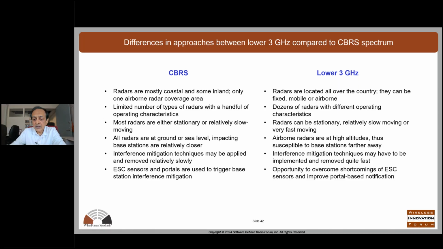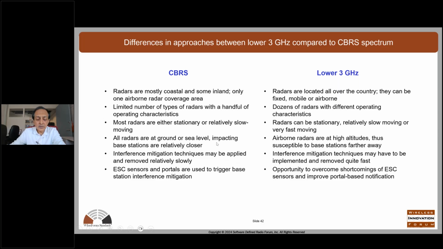Some of them are rotating, some of them are fixed, some of them are mobile, some of them are stationary, some of them have shorter pulses, some of them longer pulses, many different operating characteristics. They use different amounts of bandwidth. It is a very large number of characteristics we deal with in lower 3 gigahertz. In CBRS, most radars are stationary or relatively slow moving, and in lower 3 gigahertz they can be stationary, relatively slow moving, or very fast moving.